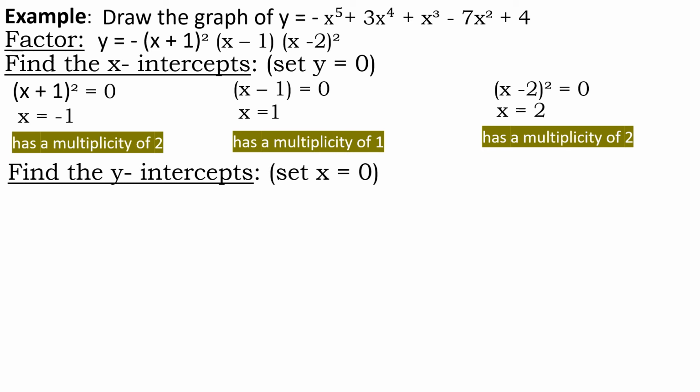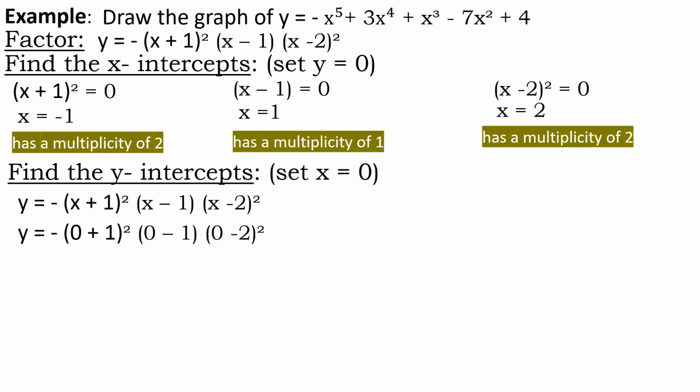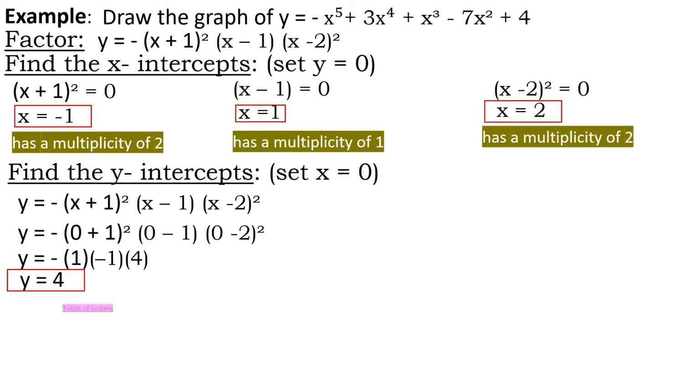Now, let us find the y-intercepts. Let us set x is equal to 0. So, isulat natin yung equation. Palitan natin lahat ng x ng 0. Therefore, y is equal to 4. So, ang y-intercept natin ay 0, 4. Ayan.